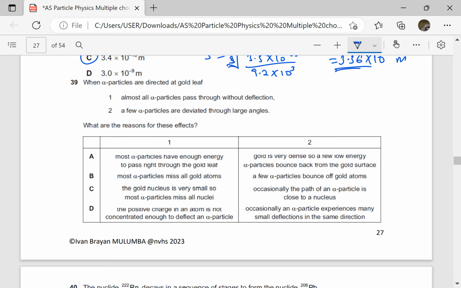Most alpha particles have enough energy to pass through. That one is wrong. Most alpha particles miss all gold atoms. That one is wrong. The gold nucleus is very small, so most alpha particles miss all the nuclei. That is correct. Occasionally, the path of an alpha particle is close to a nucleus. That's why they undergo large deflection. So the answer is going to be C.